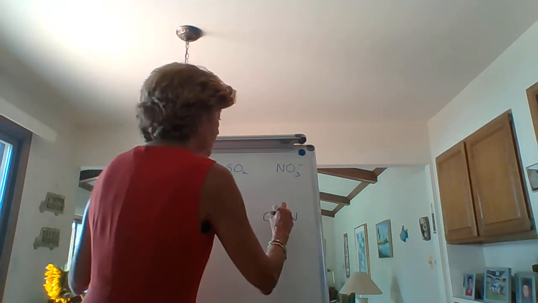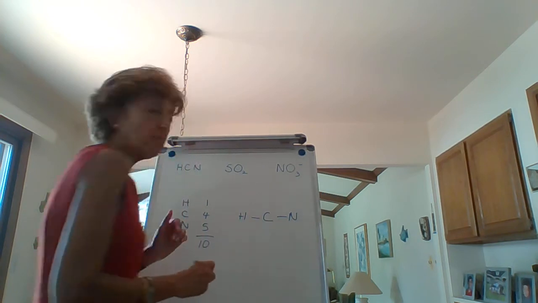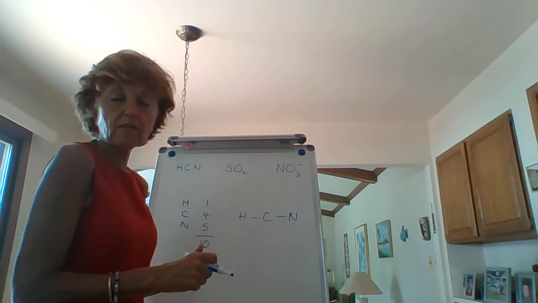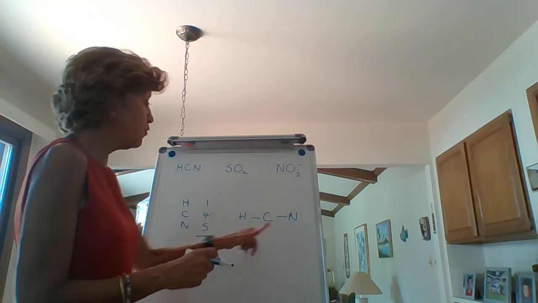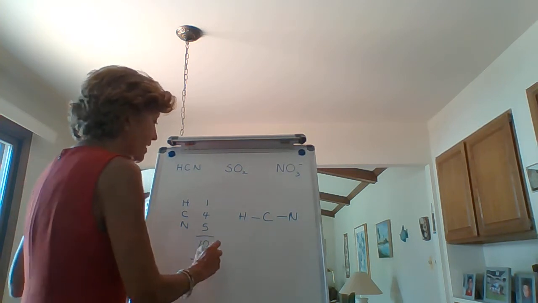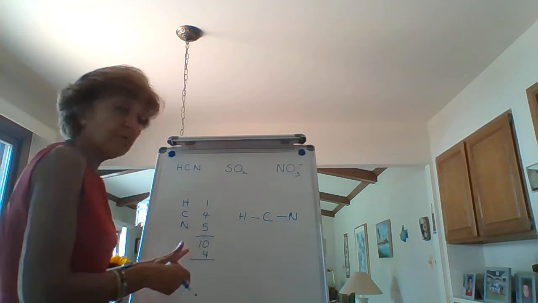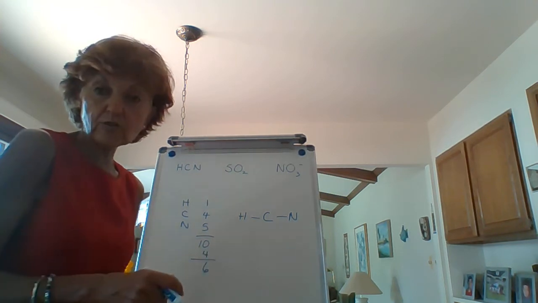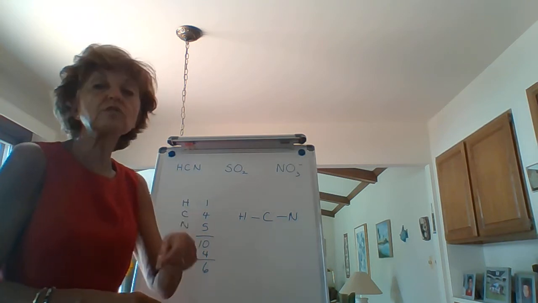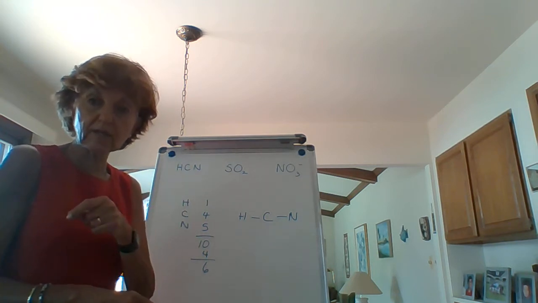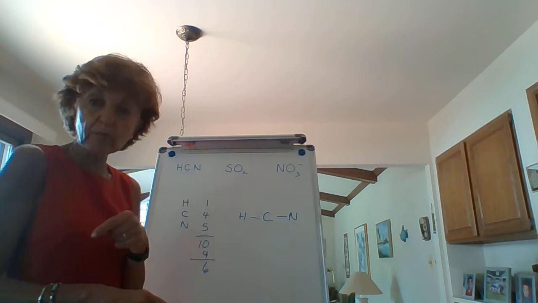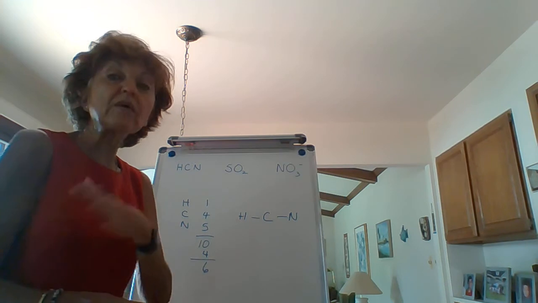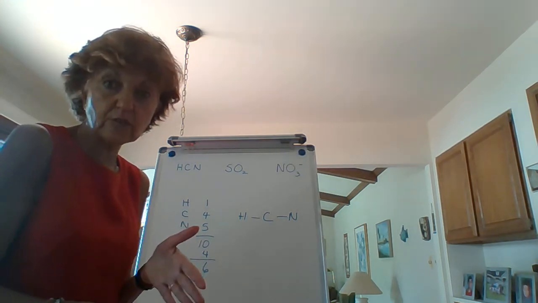Okay, so we draw lines between the central atom and the peripheral atoms. How many electrons did we use up to create these 2 bonds? We used 2, 4 electrons. So we subtract the bonding electrons from the total. 10 minus 4 is 6. You have 6 electrons remaining. Remember what the rule is. You distribute the remaining electrons in pairs around the peripheral atoms so that the peripheral atoms have an octet. And then if anything's left over, you put it on the central atom.